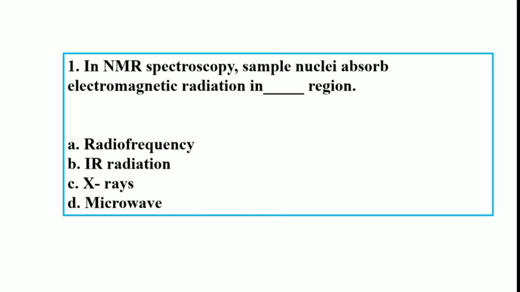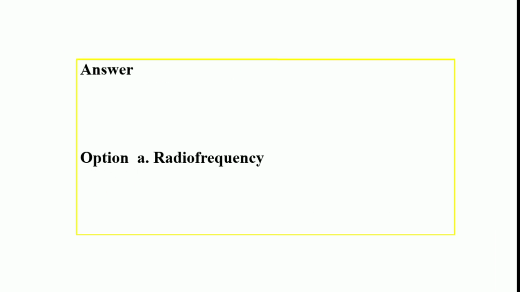Option A, radio frequency. Option B, IR radiation. Option C, X-rays. Option D, microwave. The resonance frequency for protons falls within the radio wave range, anywhere from 100 MHz to 800 MHz, depending on the strength of the magnet. Hence, the correct answer, option A, radio frequency.